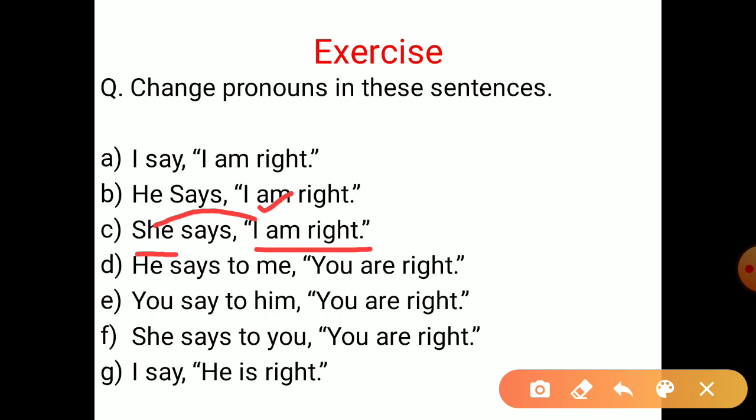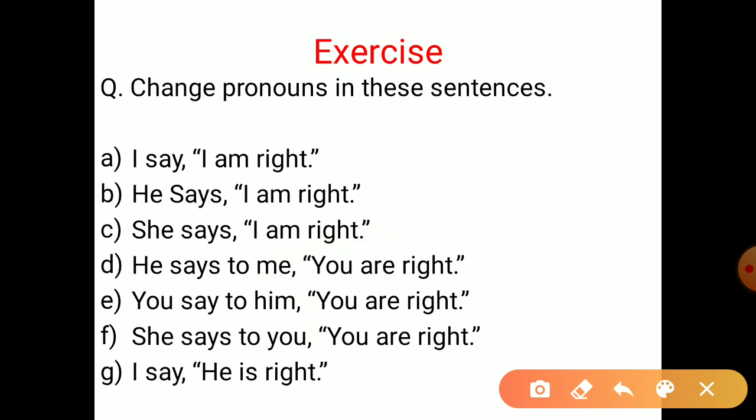Okay. Now there is part number D. He says to me, you are right. In this part, you is used. You is a second person pronoun. So remember the rule: a second person pronoun always changes according to the object of the reported verb. He says to me, he is the subject, me is the object. So this will change according to the object. Object is me. You will change according to me. So what will it be? It will be like this: he tells me, says to changes into tells. He tells me that I am right. Okay. Then there is the E part.